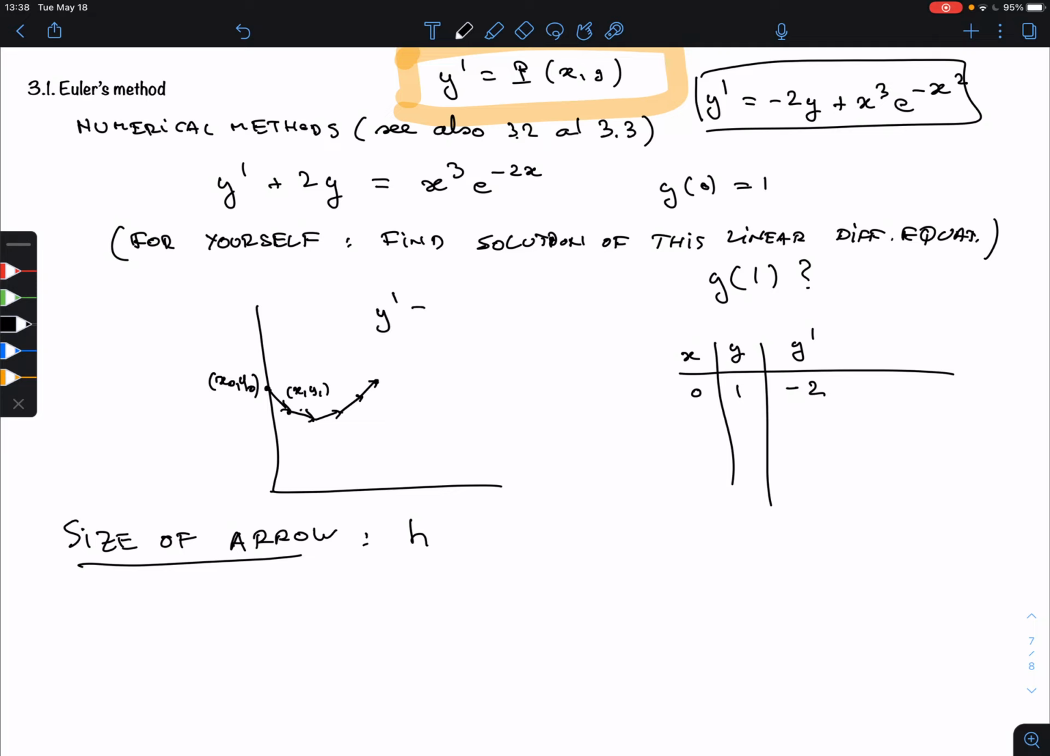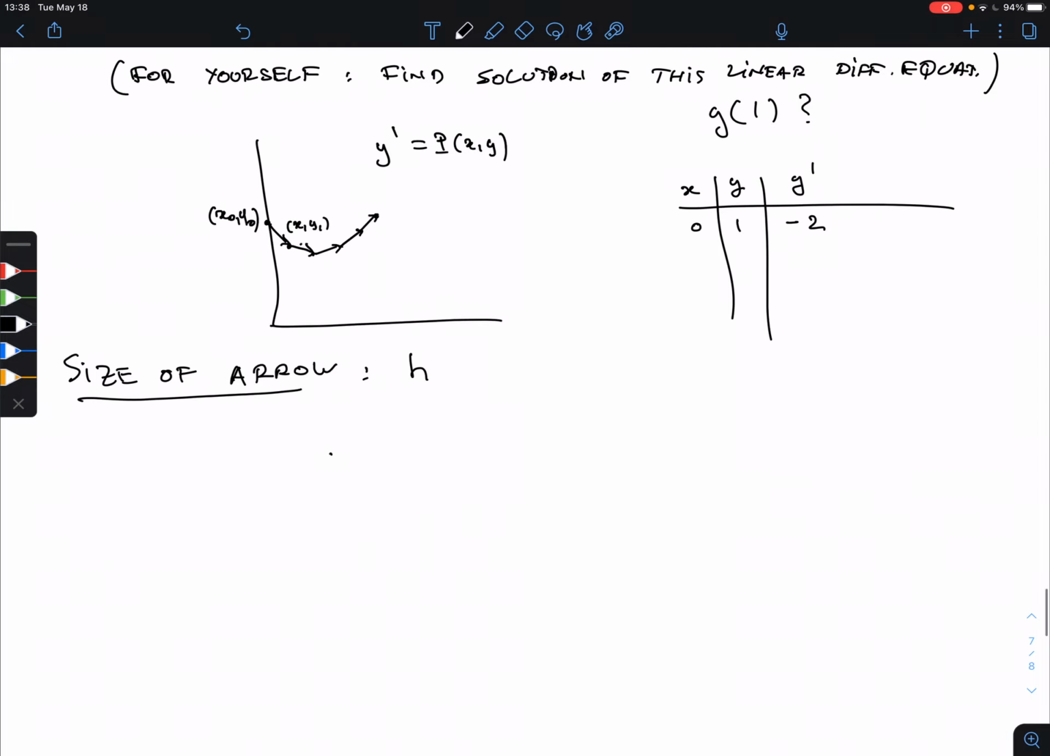Okay, so let's now think of this as the general case. So what's the formula? Let's write down the formula. What is y1? We go from the point, so let me make the picture a little bit bigger so that we see what is going on. Here is our x0, y0, and we have a vector of length h that then ends in x1, y1.